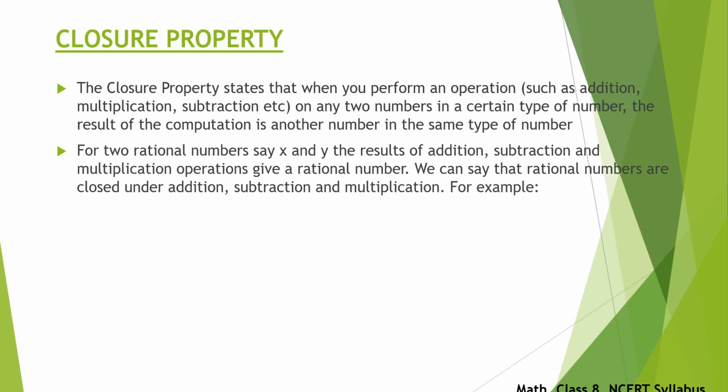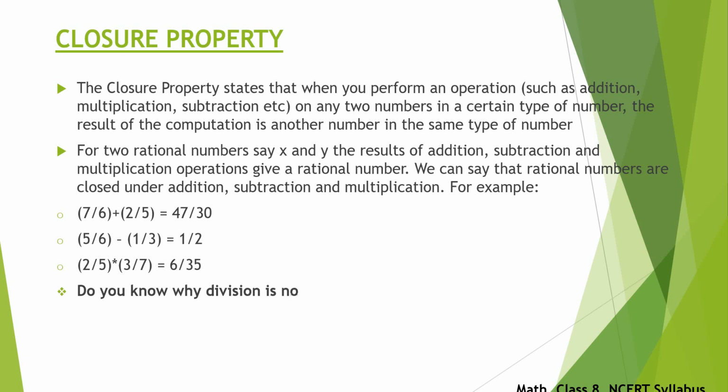For example, 7 by 6 plus 2 by 5 is equal to 47 by 30, which is a rational number. Now, if we look at one more example, 5 by 6 minus 1 by 3 will result in 1 by 2. If we look at another example in multiplication, 2 by 5 into 3 by 7 will give you 6 by 35, which is again a rational number. So we can see addition, subtraction, and multiplication will give the result as rational numbers only.